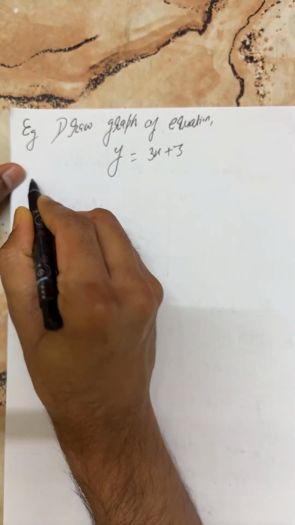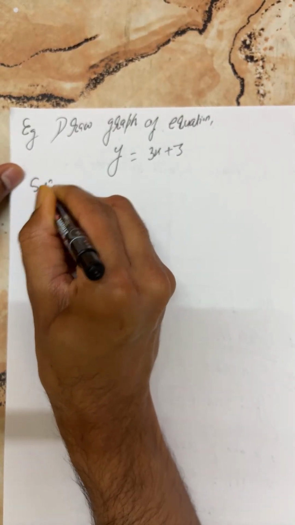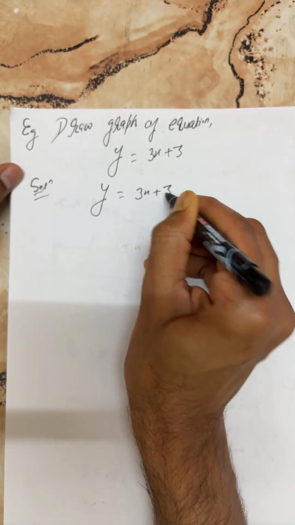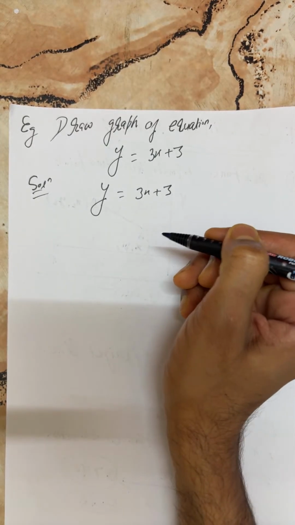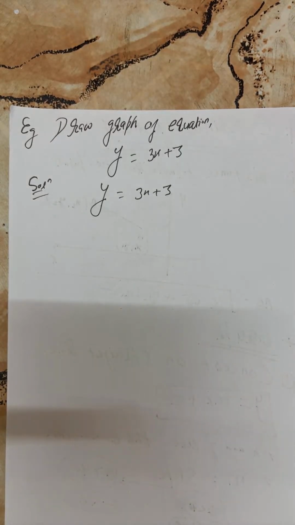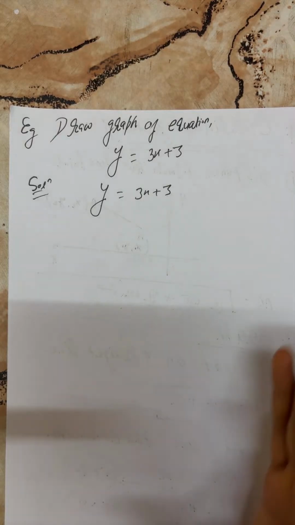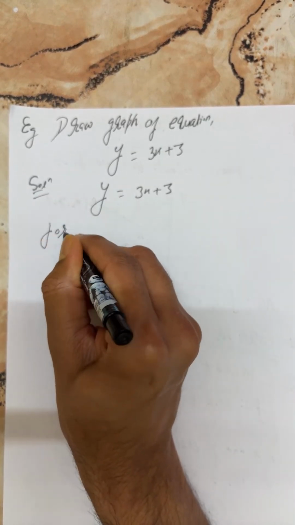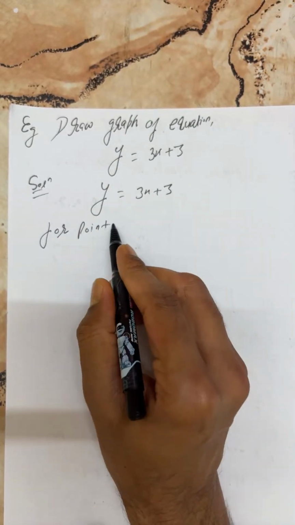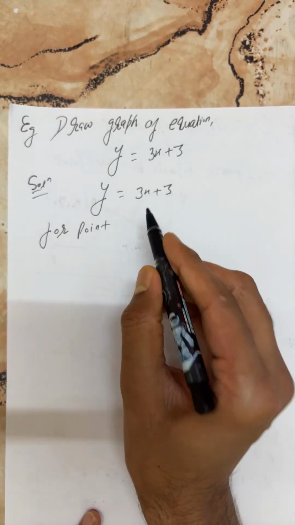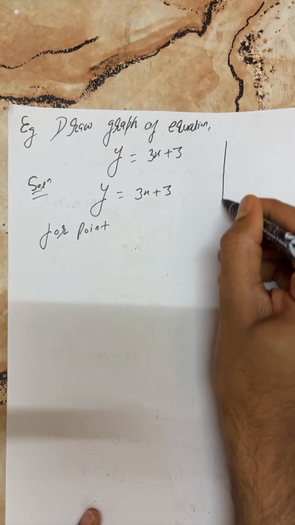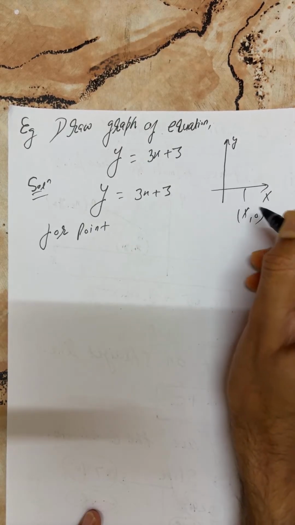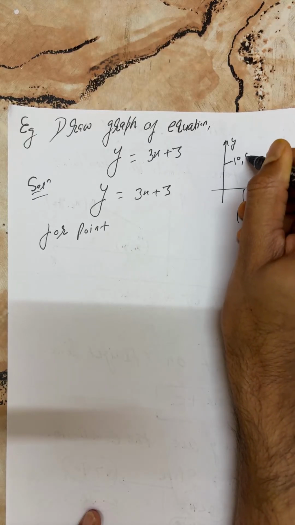Then how can we do it? Listen. Have a look at the solution. First you need to write y is equals to 3x plus 3. But before plotting the graph, you must know at what points your graph is cutting. We must find the points. So first, I want to find the y coordinate. On the x-axis, we have x coordinate, and y will be 0. On the y-axis, we have x coordinate 0, and we have y only.